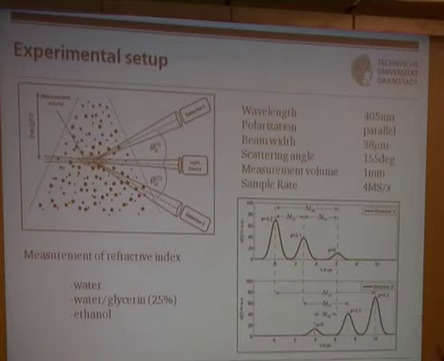Nothing is changing, just the scattering angle of 155 degrees, and I measure sprays created by a flat fan nozzle operated at 2 bar in different liquids: water, glycerin, ethanol. I need to look for different liquids.